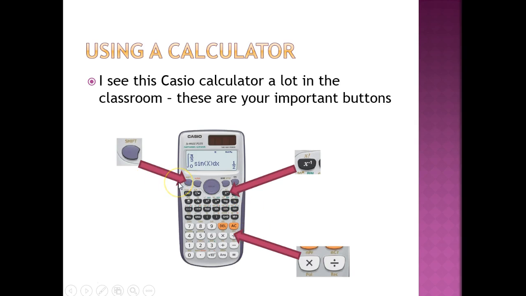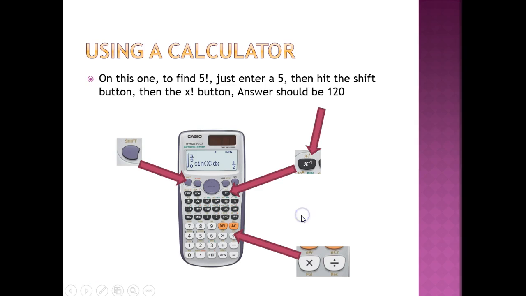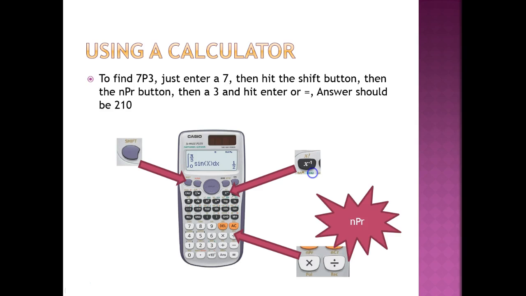Same way with a combination. If I wanted to do a combination of 5 picking 3, I would type in a 5, hit shift, the NCR button, which is right above the division, 5, shift, NCR, 3, enter, boom, it'll give it to you. Just like I said, to find 5 factorial, just enter a 5, hit shift, and then the factorial button. The answer should be 120.